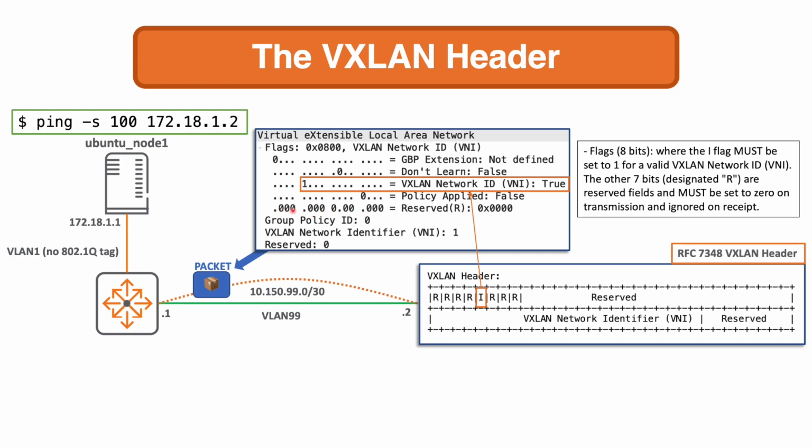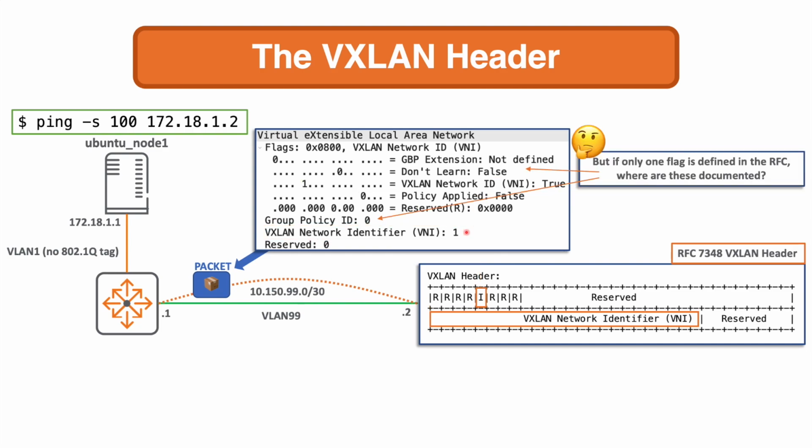So this is the first 4 bits. This is the 5th bit up here, which is set to 1. So we've got the VXLAN network ID, the VNI is true. Yes, we've got that set. And also we've got the VNI down there. Remember, I configured it as 1, so that is correct.